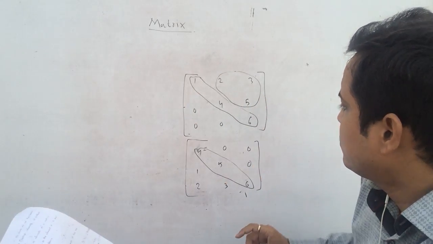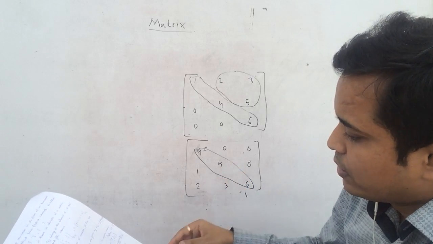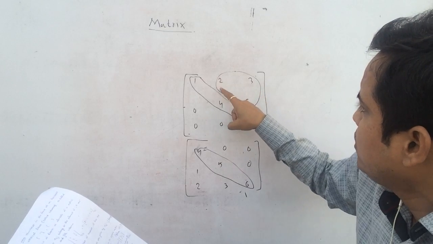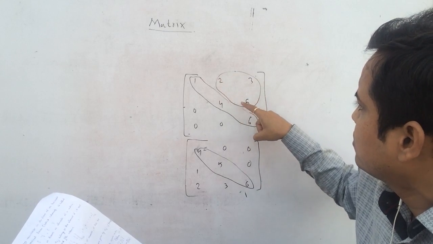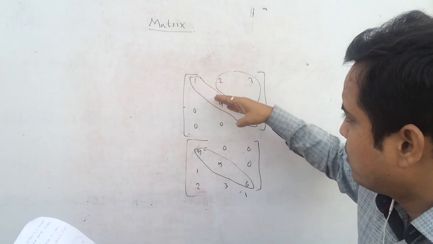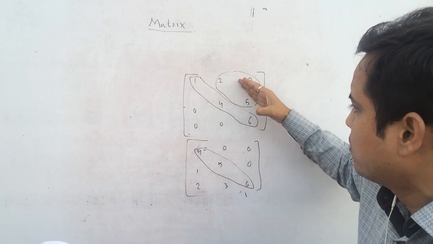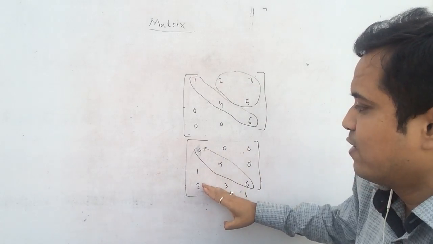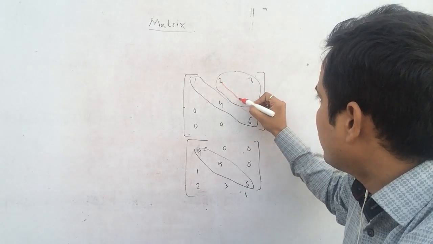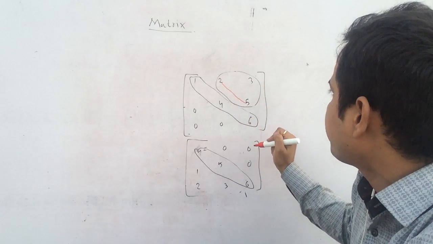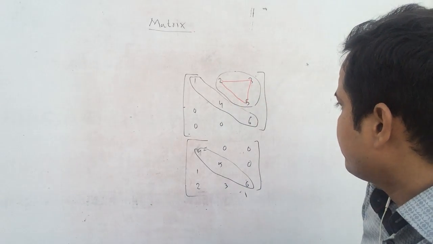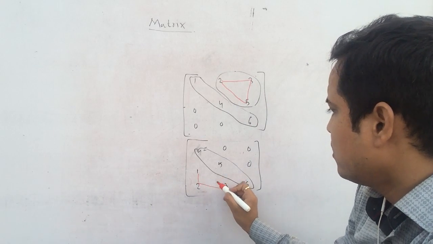So what is the difference here? In the upper triangular, all the elements are non-zero in the diagonal and the upper triangular part, and in the lower triangular, the diagonal and the lower part. When you join these, you will make a triangle here.